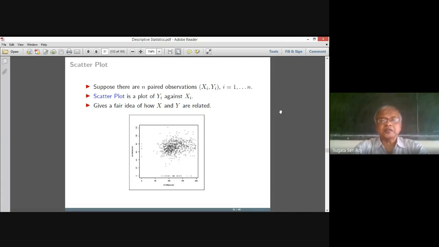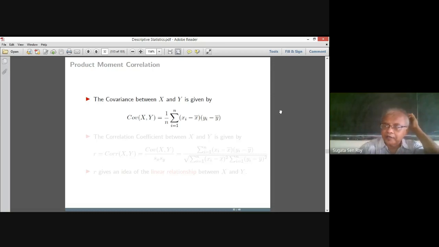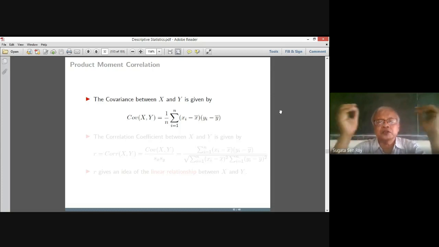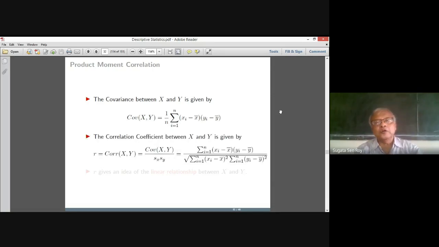So when you do this, obviously you need observations X and Y coming from the same unit, and plot them on this bivariate scale. This is referred to as a scatter plot, and this is the first thing that we start from. Then we look at the covariance. The formula is somewhat like the variance, except that instead of only X, we now have X and Y. And we look at the correlation, which gives us an idea of the linear relationship between X and Y.